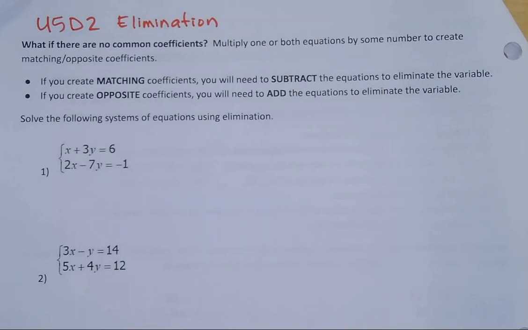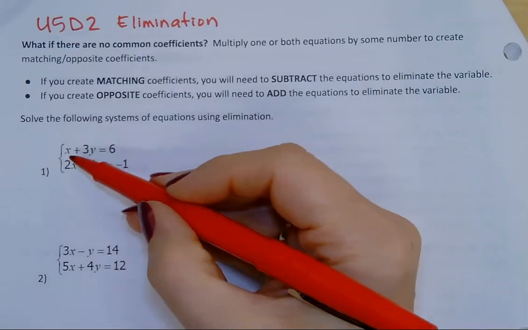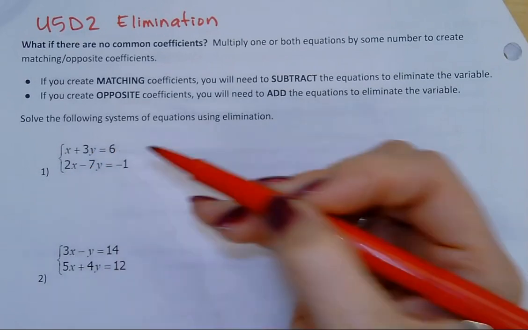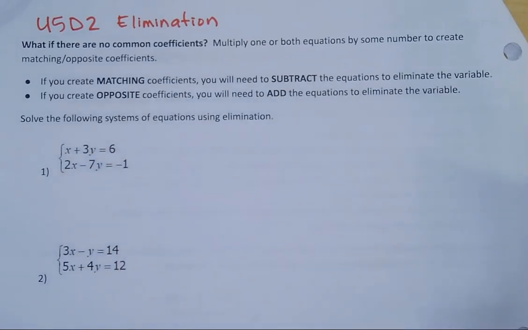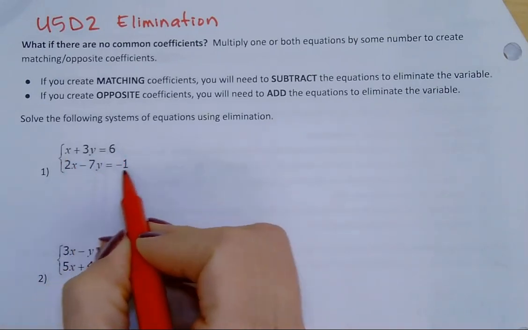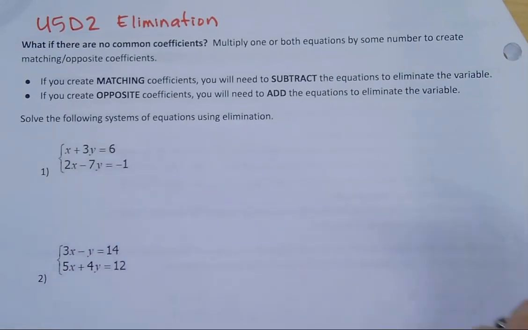In the previous video, for most of our problems, it was pretty obvious that we were going to either add or subtract one equation from the other and eliminate one of the variables. But what happens when you have your two equations all lined up, and there is not an obvious set of numbers that you can add or subtract to eliminate one of the variables? For example, x plus 3y equals 6 and 2x minus 7y equals -1. I can't add or subtract right now to get rid of one of the variables, so I have to manipulate one or both of the equations.